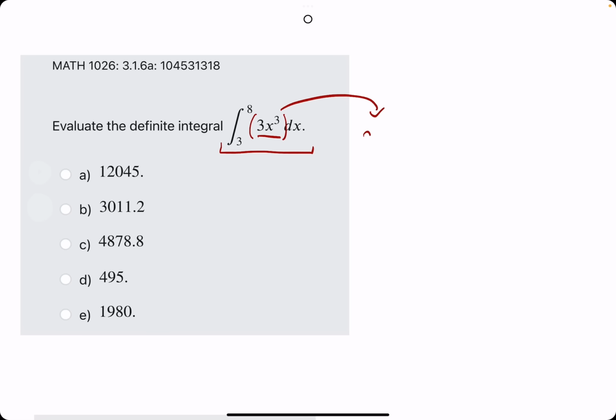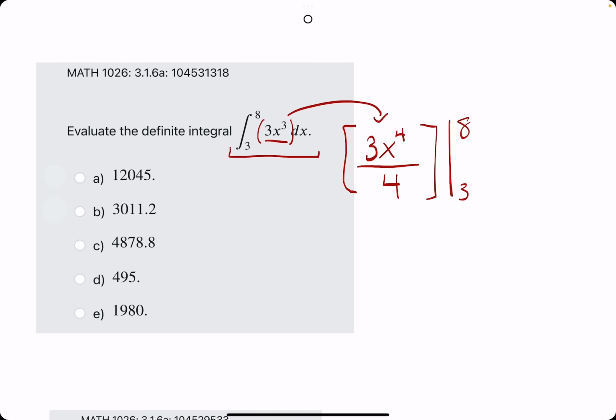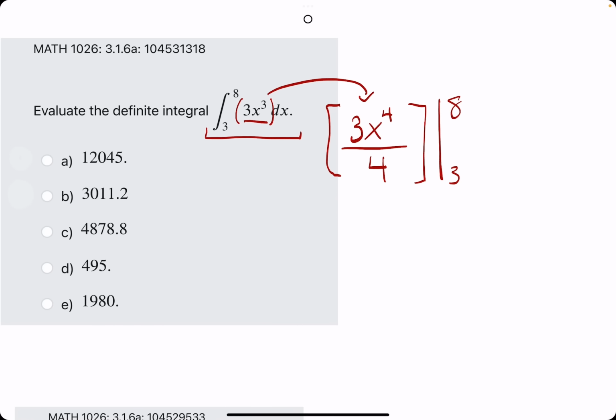So antiderivative, we add 1 to the exponent, and then we divide by whatever that new exponent is. And then, instead of adding plus c, we are going to evaluate this integral from 3 to 8. And so this is sort of the notation for that. It's like a little bar from 3 to 8.